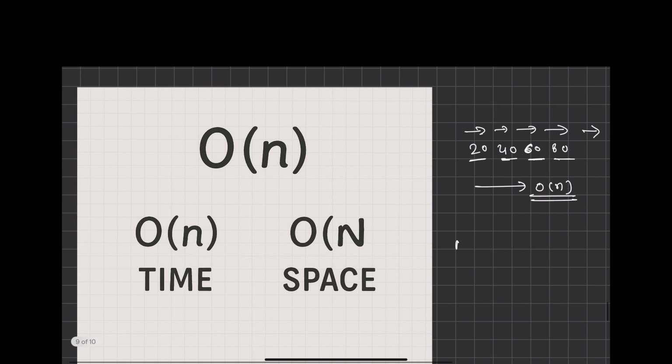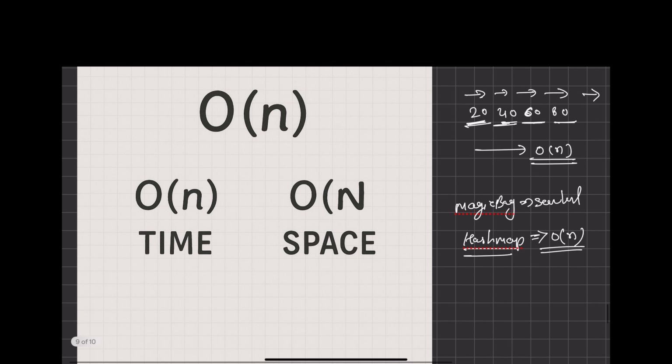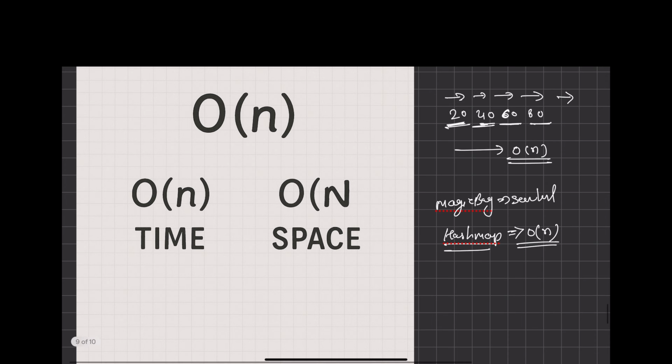Now for the magic bag, or the seen list, we have a hash map. We are using a hash map for that, and that hash map stores the numbers that are present: 20, 40, 60, 80. So the space is also O of n. So this is the time complexity.